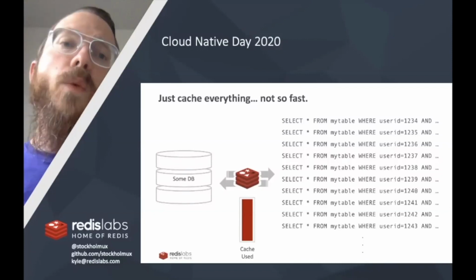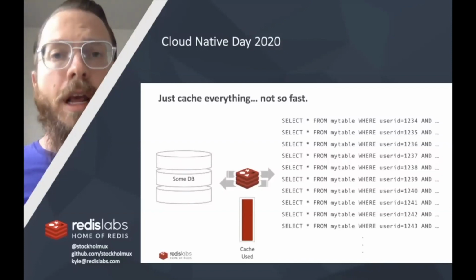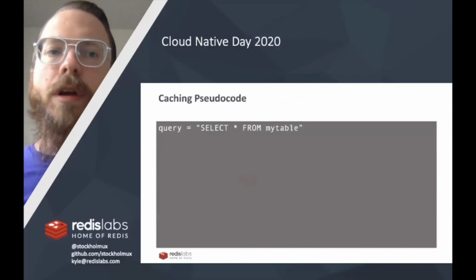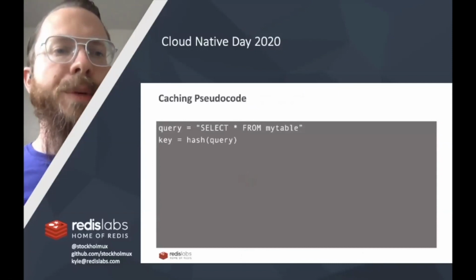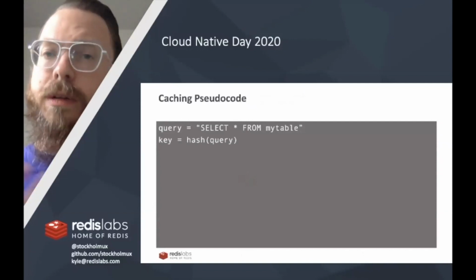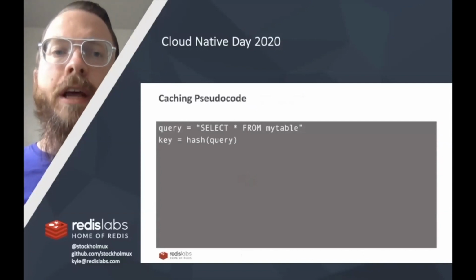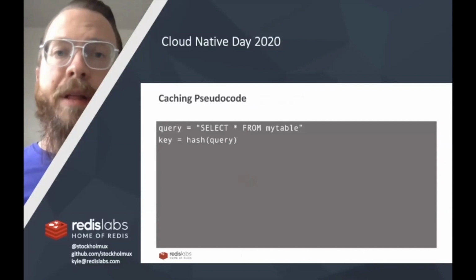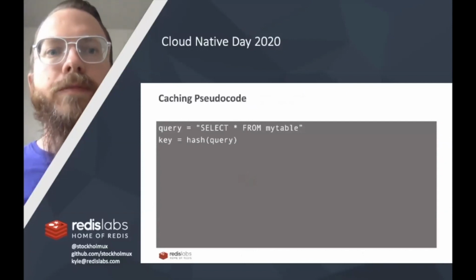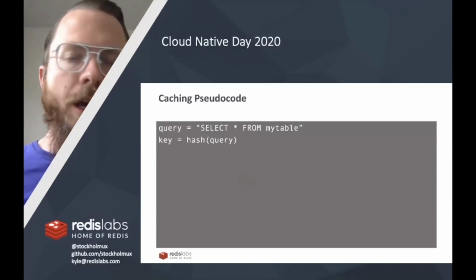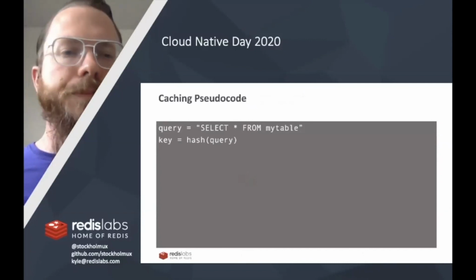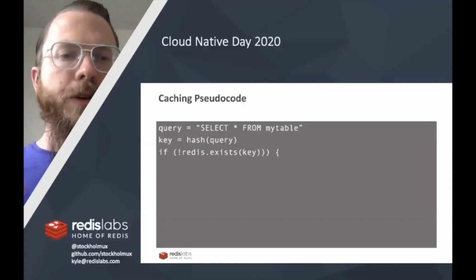Let's take a look at what caching actually looks like in an application. I have some pseudocode here. We're doing a very simple SQL query. We're going to take that query and hash it. When I say hash it, that's going to turn that sequence of characters into a mathematical function and return a number. That number will be represented probably by hexadecimal characters. Then we're going to use that to create the key.